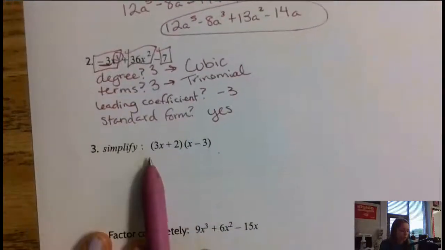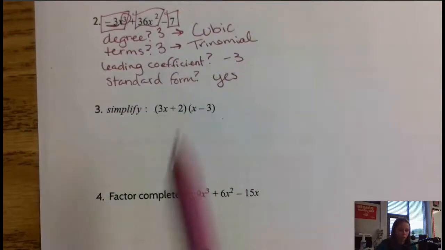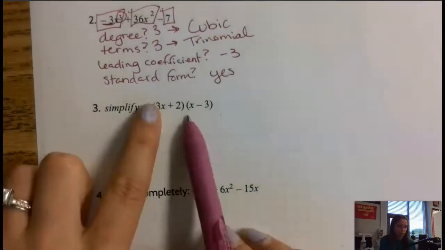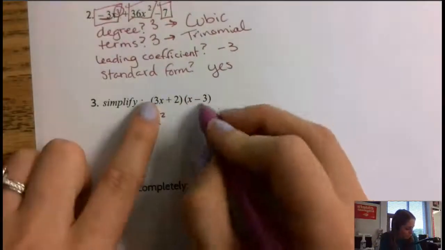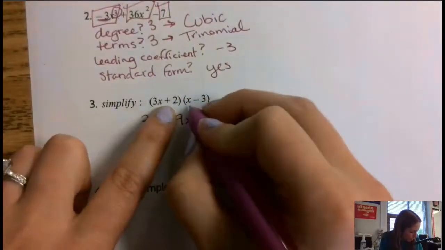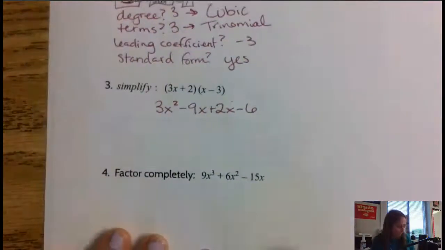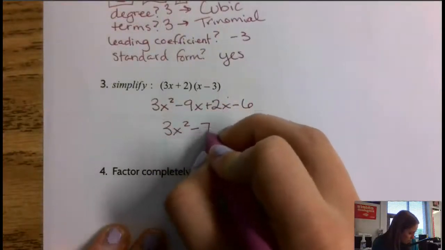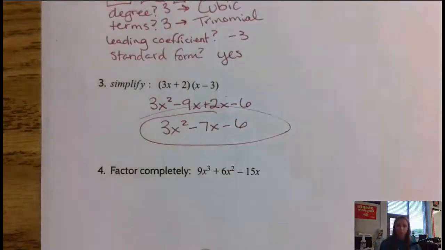This one, simplify. You can use box method, FOIL, or whatever you prefer. I'm going to go ahead and just do my work, and then you can check and move on. I use FOIL, so I'm going to do first, so 3x squared, outer, -9x, inner, plus 2x, last, minus 6. So then we would have 3x squared minus 7x minus 6. And there we go. And we stop there.